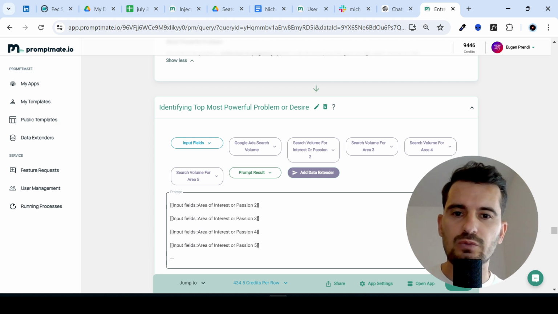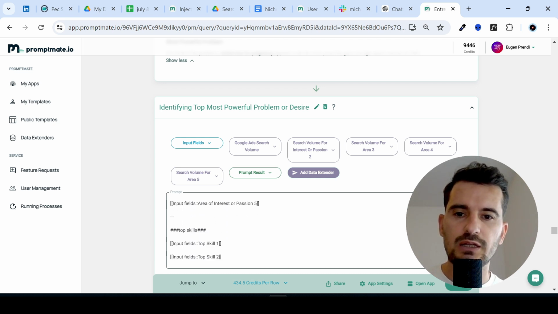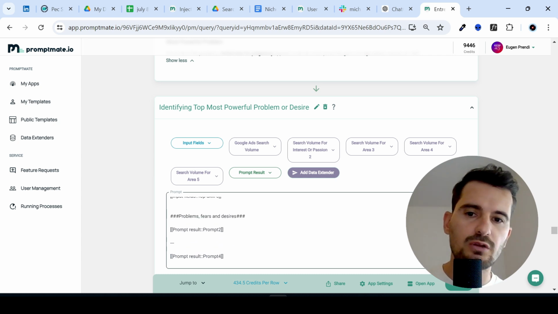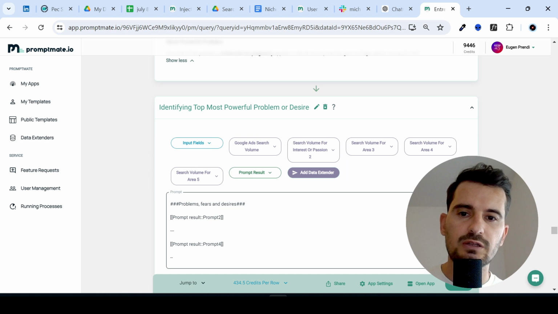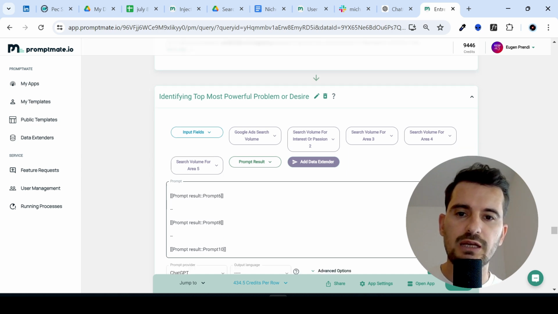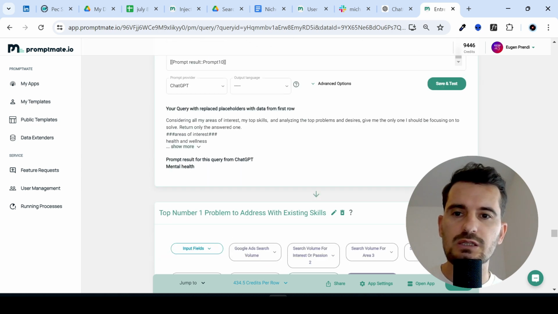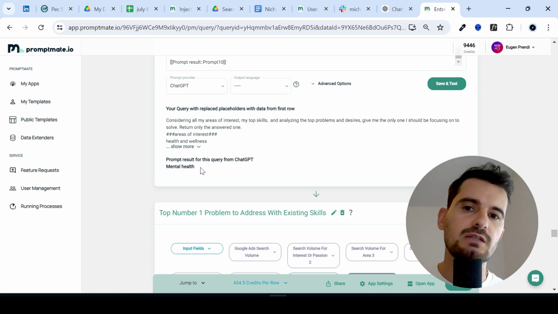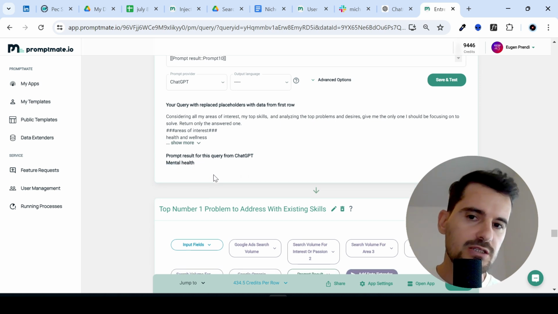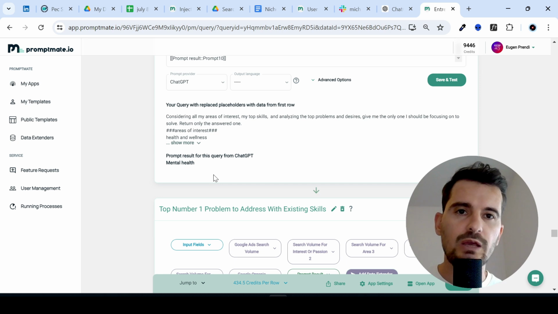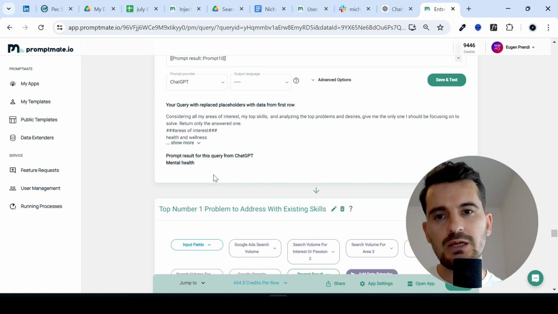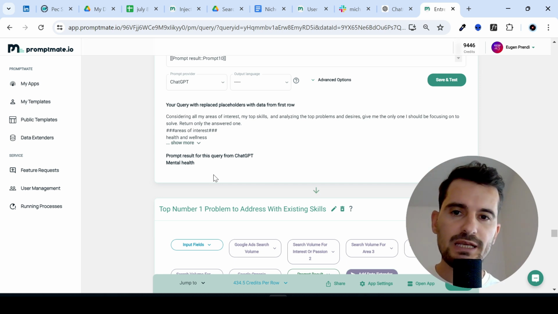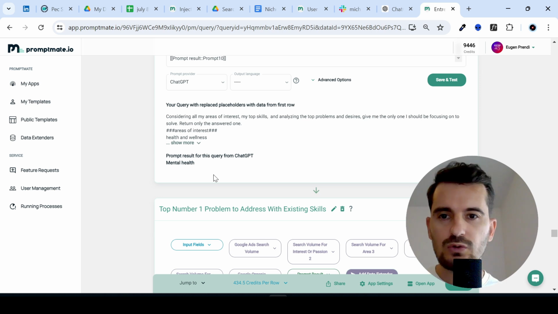So again, we add the areas of interest we had as an input, then the top skills, and then the prompt results, which are the top 5 problems we identified. In this case, prompts 2, 4, 6, 8, and 10, right? And as you can see here, it says the biggest problem is mental health. Pretty obvious, you might say, and ChatGPT might give you this answer anyway, but the difference here is you have this based on search volumes and based on Google results, right?